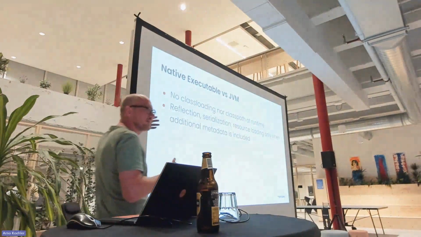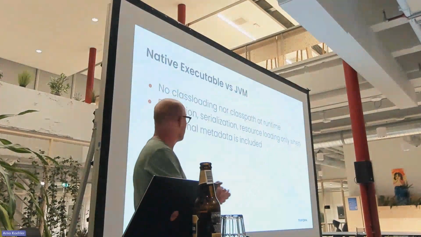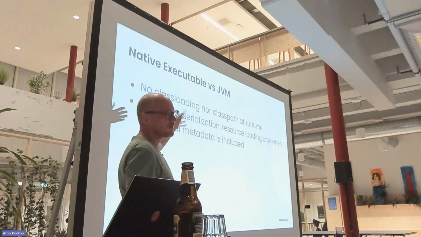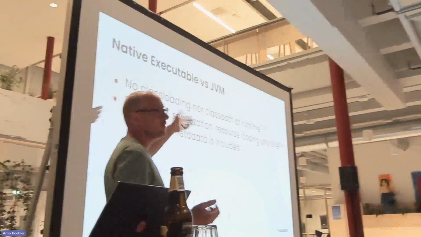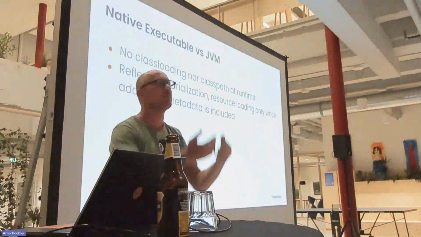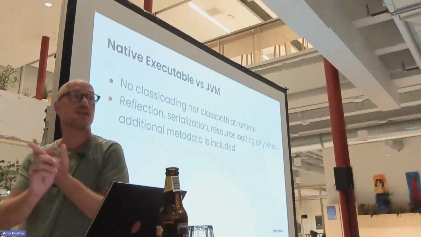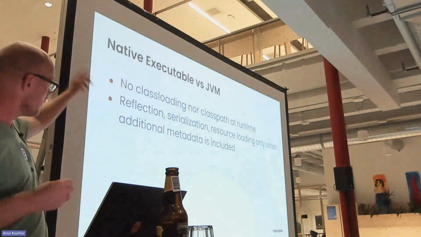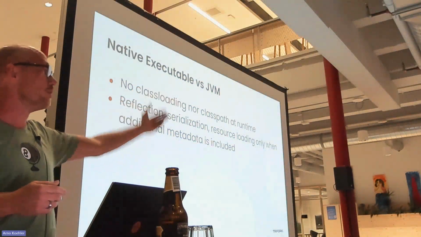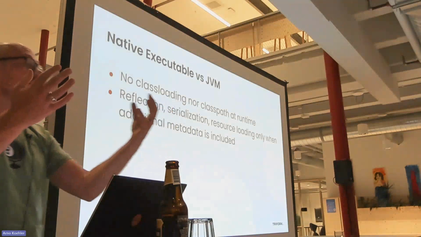But the idea with native executables is that, since you don't have a JVM anymore, as I mentioned, certain things are simply not there anymore at all. So there is no class path, right? You cannot dynamically load classes. Some other things: reflection, serialization, resource loading, by which I mean loading a file from a class path, for example.